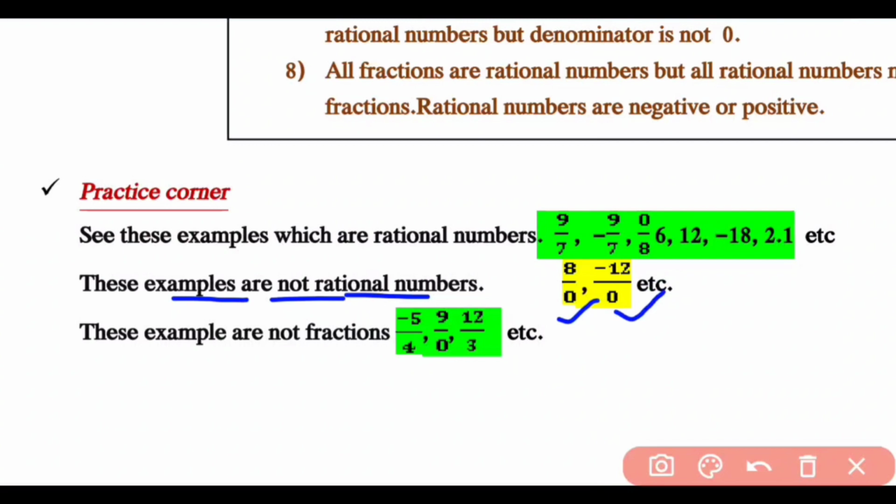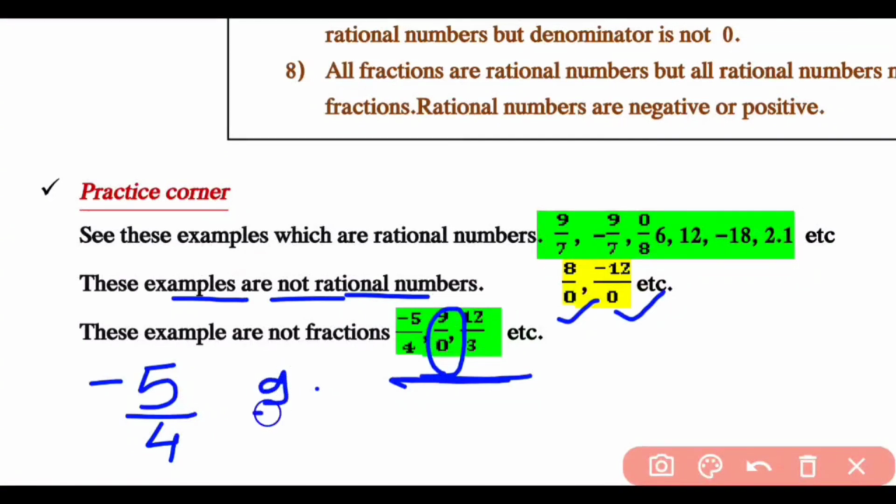Now, which are not fractions? See, these are the examples of not fractions. So the first example is minus 5 upon 4. Why is it not a fraction? Because a negative sign is there. This is a rational number, but this is not a fraction. Now the second number is 9 upon 0. Why is it not a fraction again? Because in 9 upon 0, 0 is in the denominator, and when the denominator is 0, it is not a fraction, and it is not a rational number also. So 9 upon 0 is neither a fraction nor a rational number.